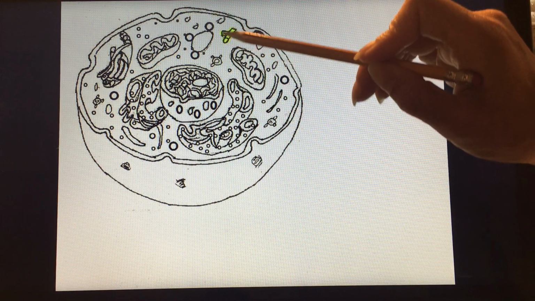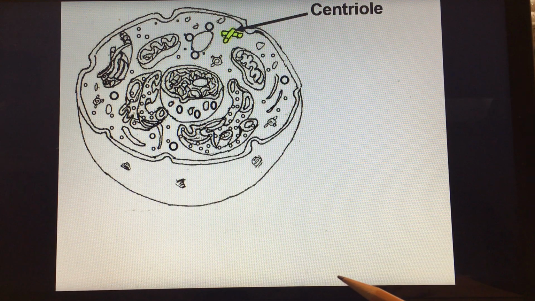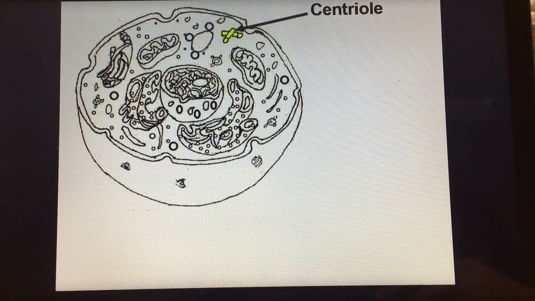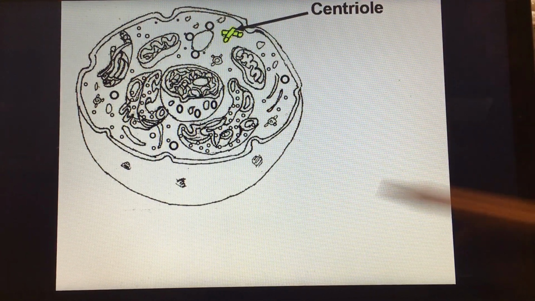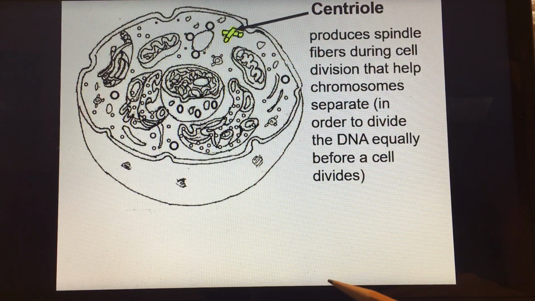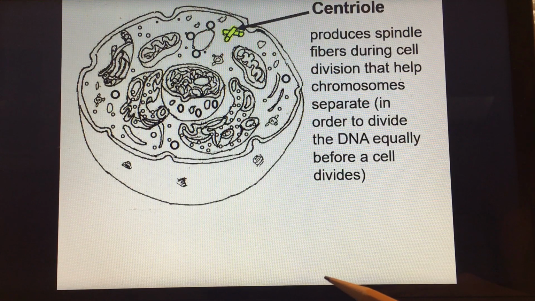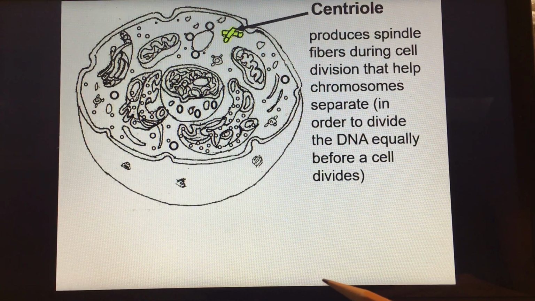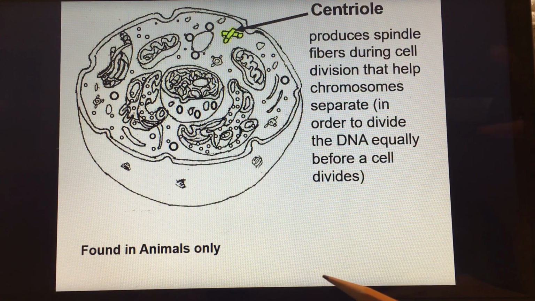This structure right here that looks kind of like an X, those are called centrioles. One is a centriole, and there are 2 of them in that diagram crossing each other, and they migrate so that one ends up on the opposite end of the cell during cell division. So centrioles produce spindle fibers, which are long fibrous proteins that during cell division pull chromosomes apart in order to separate DNA equally right before the cell divides. And these are not found in plant and algae cells, but are only found in animal cells.